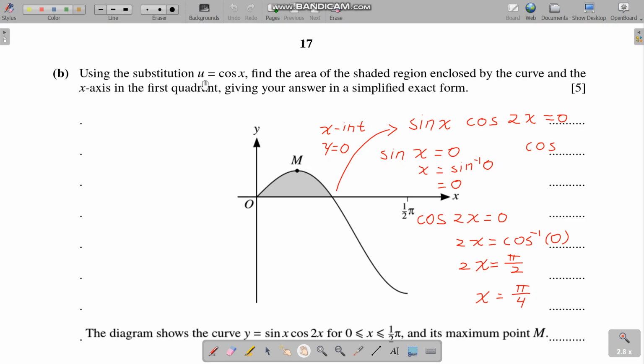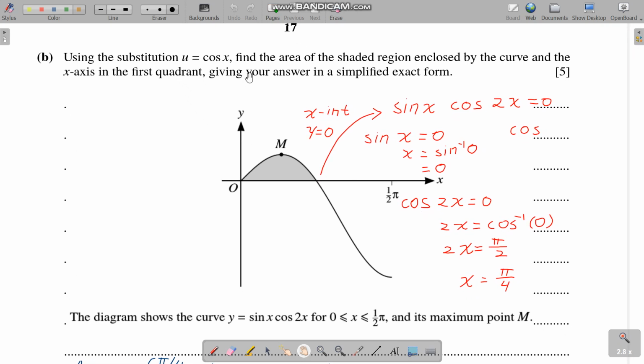Integration. Using this substitution, u equals cos x, find the area. Okay, so first of all, to find the area, we need to find the x-intercepts to find the limits of integration. So obviously this is 0 for the lower limit. For the upper limit, we don't know yet. We have to solve the function equals 0.